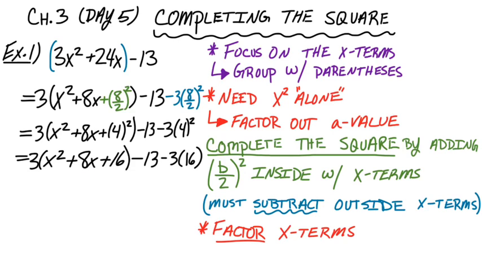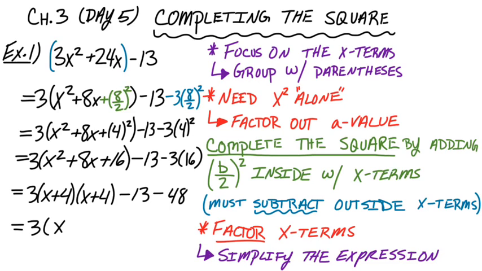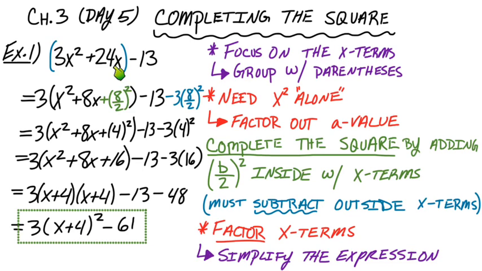So our last step here is factor the x terms and then simplify. So that's x plus 4, x plus 4, better known as x plus 4, that quantity squared. So we're just going to simplify in our last step. So simplify the expression. That's just x plus 4 squared. So we started up here. We did completing the square, which the trick is just add b over 2 squared in here with the x terms. And make sure that x squared term has no a value on it. Factor that out first thing. And don't forget to subtract that b over 2 squared on the outside. And that's where we're at.